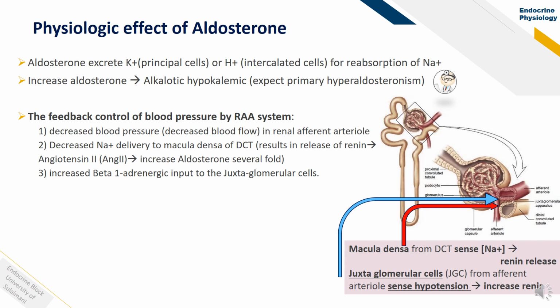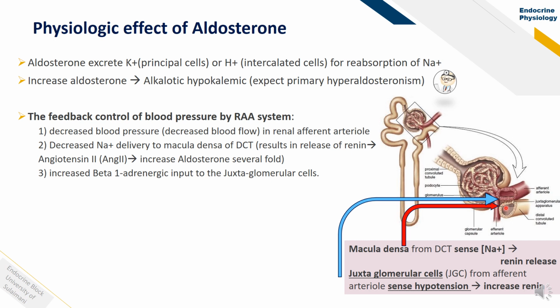The feedback control of blood pressure by the renin angiotensin aldosterone system. You know aldosterone is important for blood pressure control. And let us see how, by the renin angiotensin aldosterone system. What causes renin secretion to cause angiotensin 2 and aldosterone secretion?